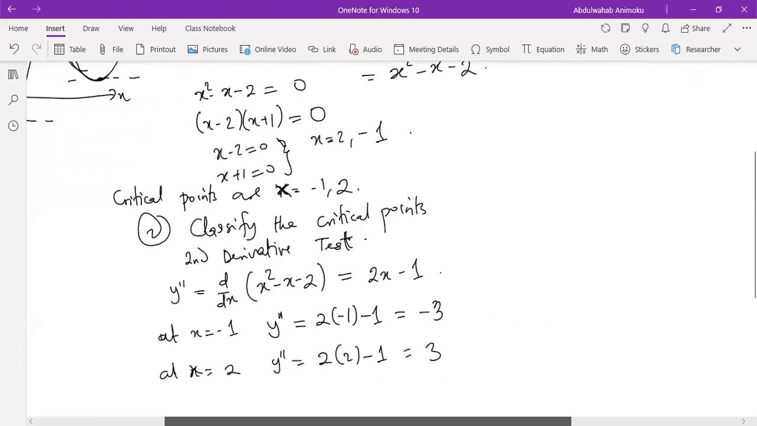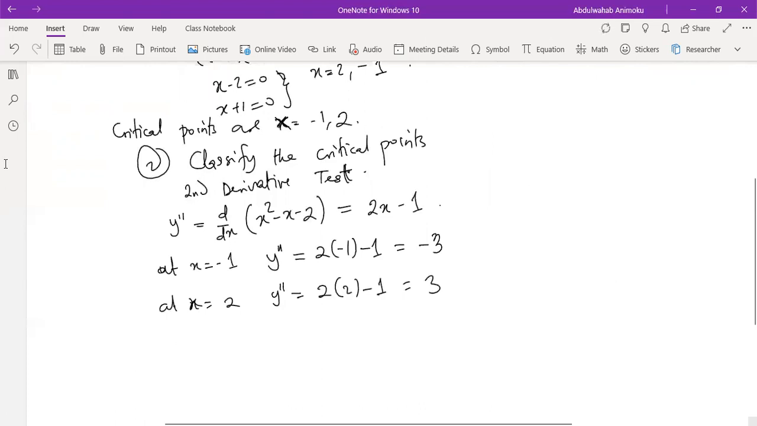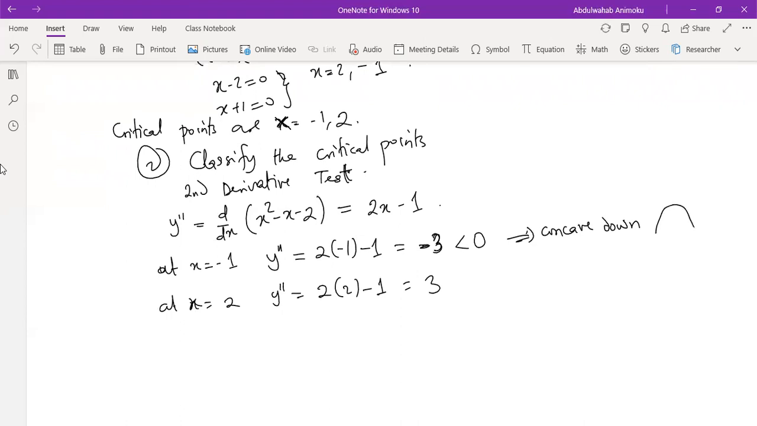In case you don't know, the theory behind this is how we look at it. When we have a negative value at the second derivative test for the critical point, we call it what? Concave down. This implies the function is concave down. So down represents the negative, right? So this tells us that we have a maximum at this point, at x equal to minus 1.